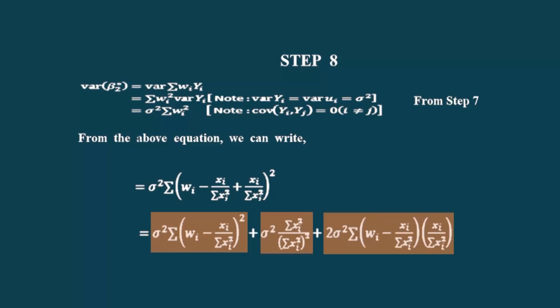If we say this entire expression to be a plus b whole square, the second term happens to be sigma square summation xi square by summation xi square whole square, and we have the cross term, which is 2 sigma square. This 2 appears from the basic formula of a plus b whole square, which is a square plus b square plus 2ab. So this 2ab component is basically 2 sigma square summation of ab written separately. That is how this decomposition is being done. In this decomposition, we are following the simple formula of a plus b whole square.